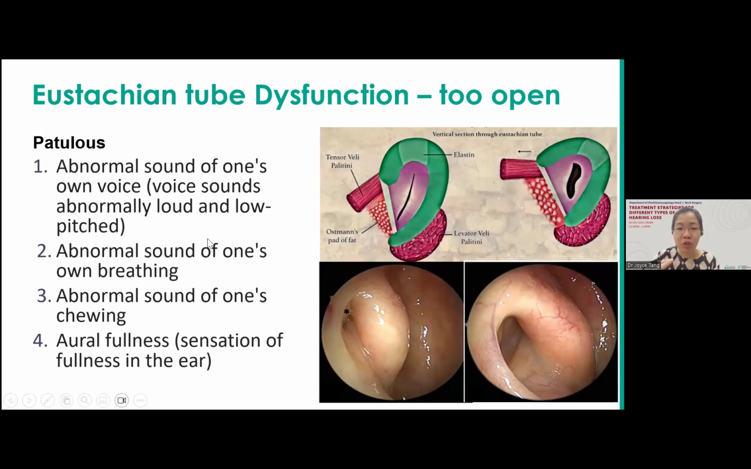You always hear your own voice in your ears. It becomes echoey, it becomes very irritating. You might even be able to hear your own breath going in and out. You might even be able to hear your own chewing. And of course, you might feel like the ear just feels uncomfortable and full.